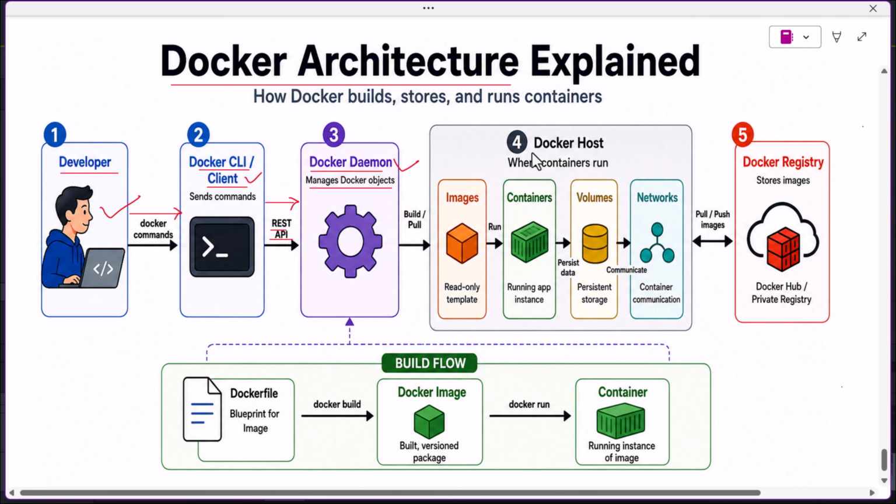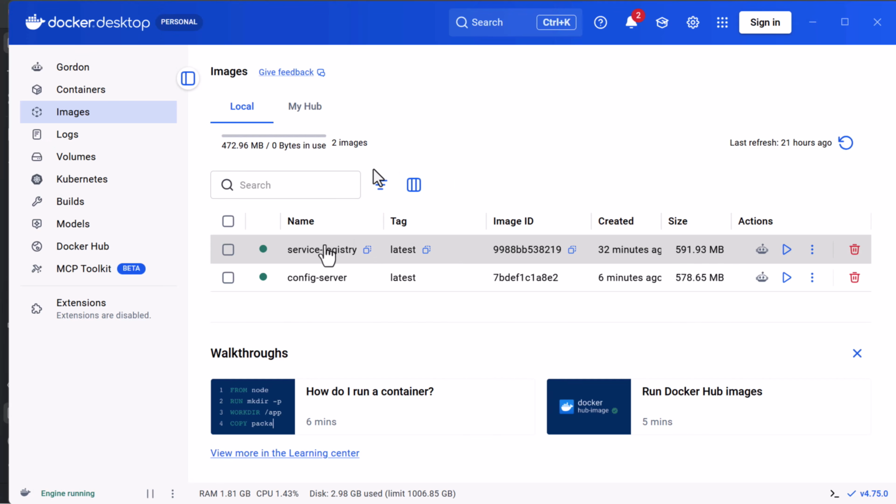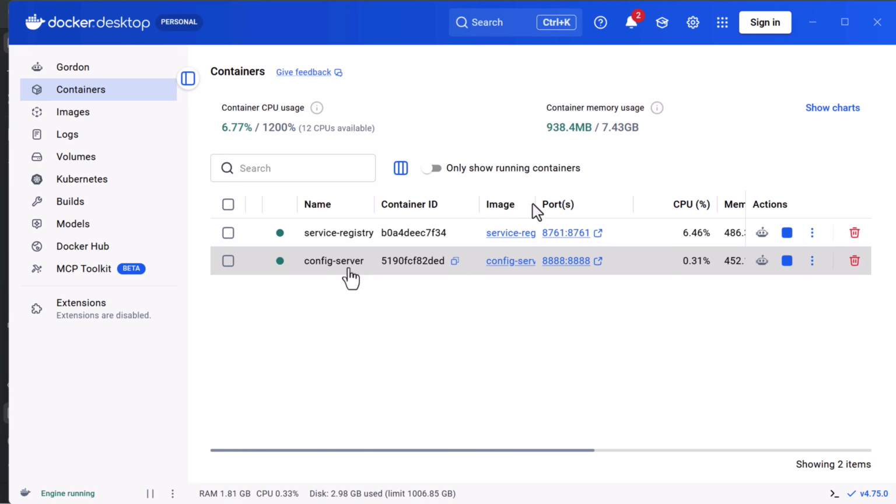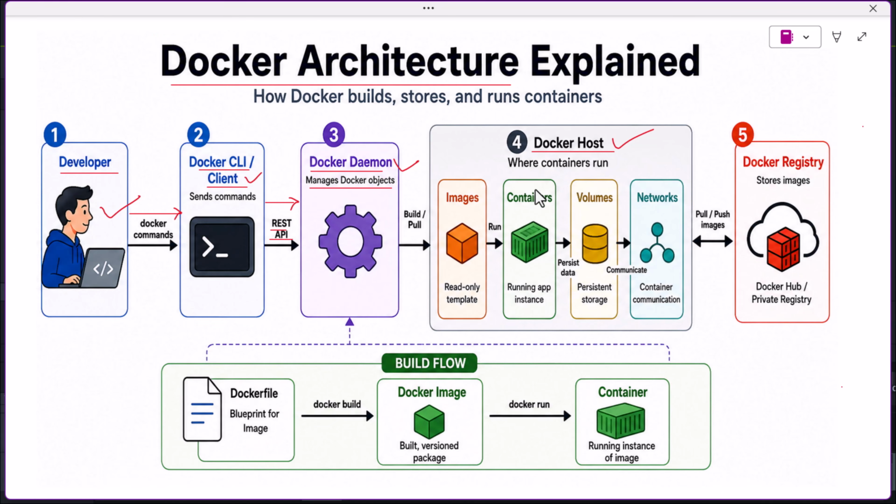Now let us move to the Docker host. The Docker host is the machine where the Docker daemon manages Docker resources and where containers run. It can be a developer's laptop, a physical server, a virtual machine, or a cloud server. The Docker host contains four important types of Docker objects: images, containers, volumes, and networks. Let us start with Docker images.